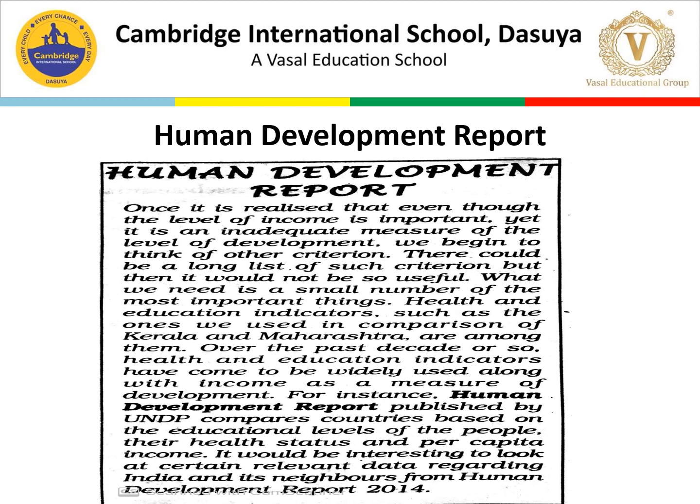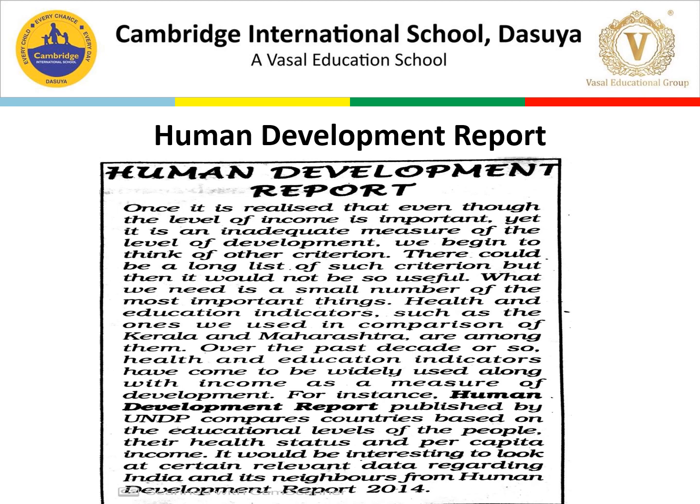Let me discuss what is the Human Development Report. It has the definition of national development. We will discuss that also with this. Once it is realized that even though the level of income is important, what was the World Development Report? That was based on per capita income. They are talking about this only. Yet it is an inadequate measure of the level of development.